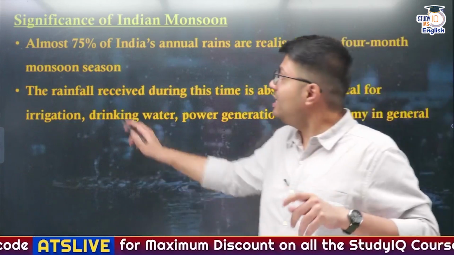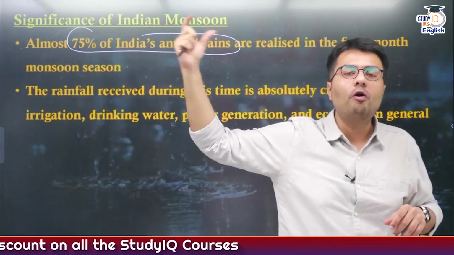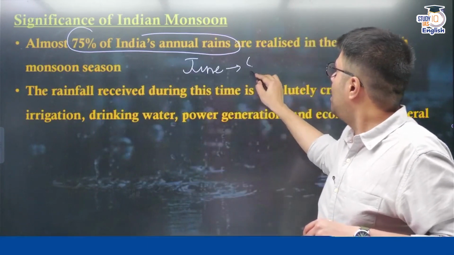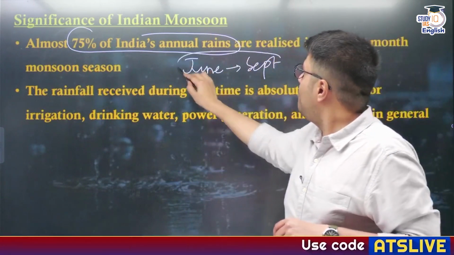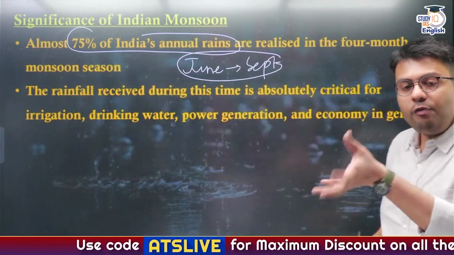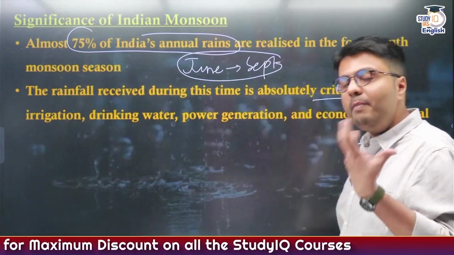Now, why is rainfall significant? Almost 75% of India's annual rainfall happens in the 4 months of the monsoon season that stretches between the months of June till September. So, India witnesses 3/4 of rain in these 4 months only. And the rainfall which is received during this time is absolutely critical for many purposes.